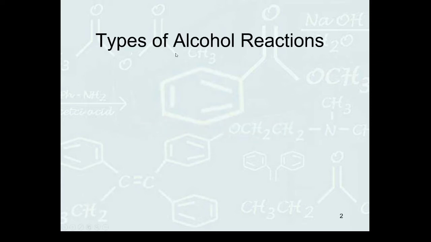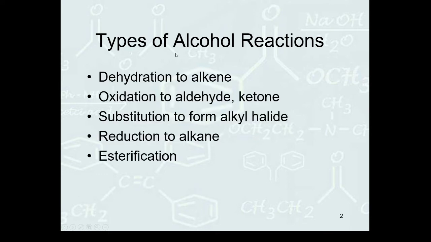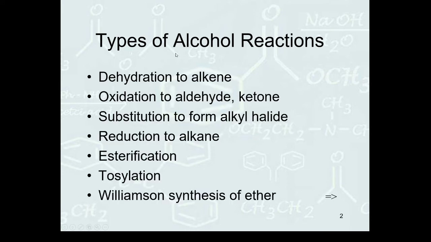So there's a whole bunch of reactions that alcohols could undergo. We can turn an alcohol back into an alkene. We can turn an alcohol into an aldehyde or ketone. We could turn it into an alkyl halide. We can turn it into an alkane. We could turn it into an ester. We'll talk about tosylate and what tosylation is. It makes the OH a better leaving group than what it normally is. And we can even turn alcohols into ethers.